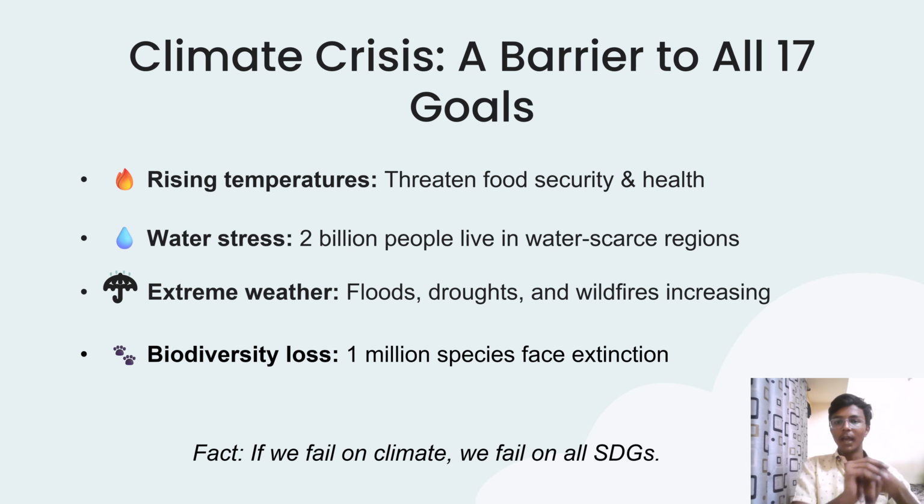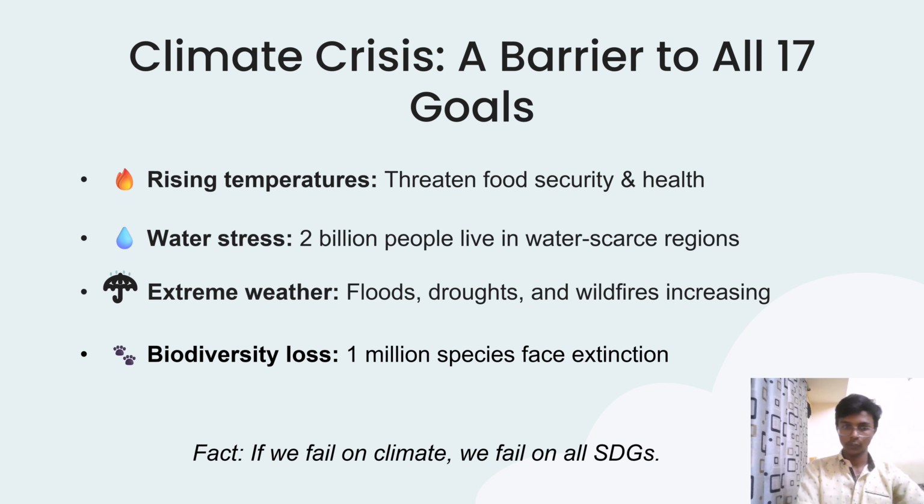Climate crisis is a barrier to all 17 goals, guys. Rising temperatures threaten food security and health, like in North India. Water stress: 2 billion people live in water-scarce regions. Extreme weather, floods, droughts, and wildfires are increasing.